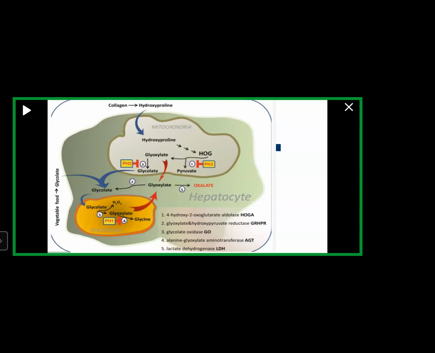And here we need to take note of 2 enzymes, which will prove very important later. The first one is GO, number 3, the glycolate oxidase, which converts glycolate to glyoxylate. And the other one is LDH, number 5, which is the step responsible for converting glyoxylate, the oxalate precursor, to oxalate.